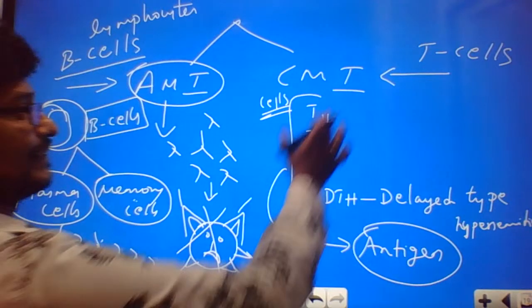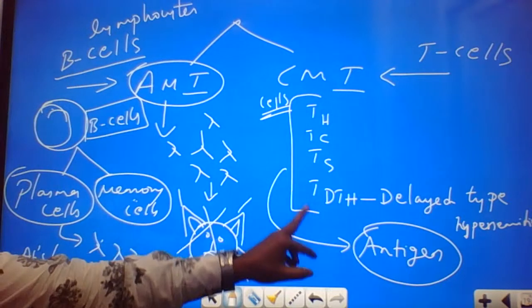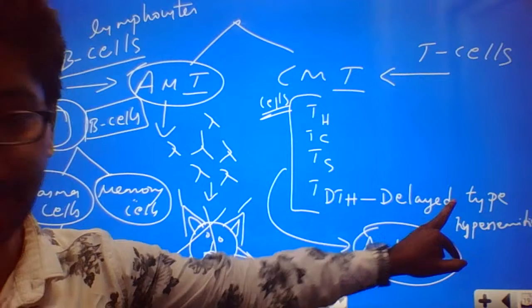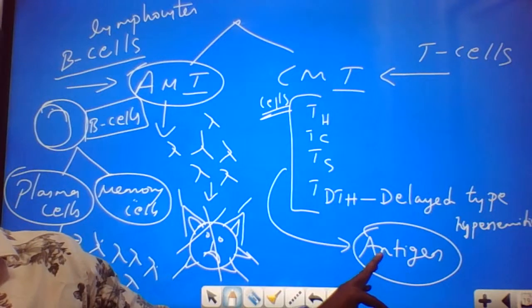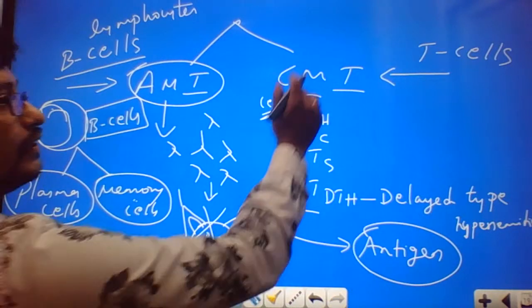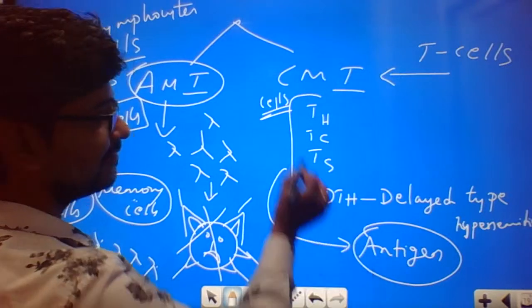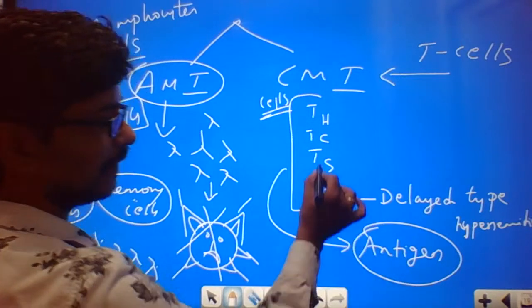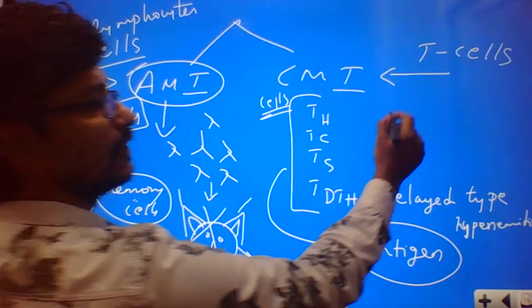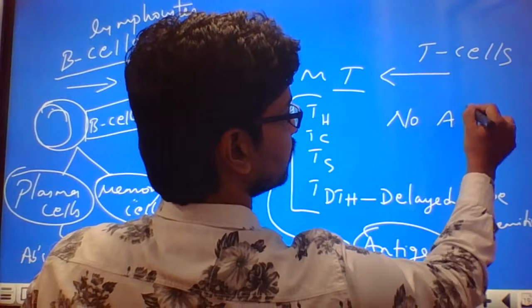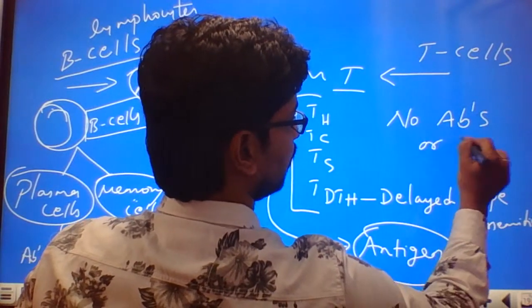Thank you for understanding. So, DTH is delayed type hypersensitivity. This comes under cell mediated immunity, where the antigen is usually destroyed by the cells. Here, there are no antibodies. In cell mediated immunity, no antibodies or immunoglobulin.